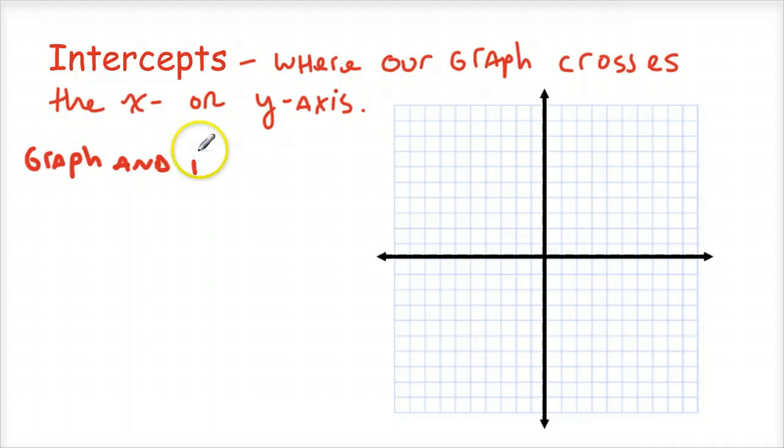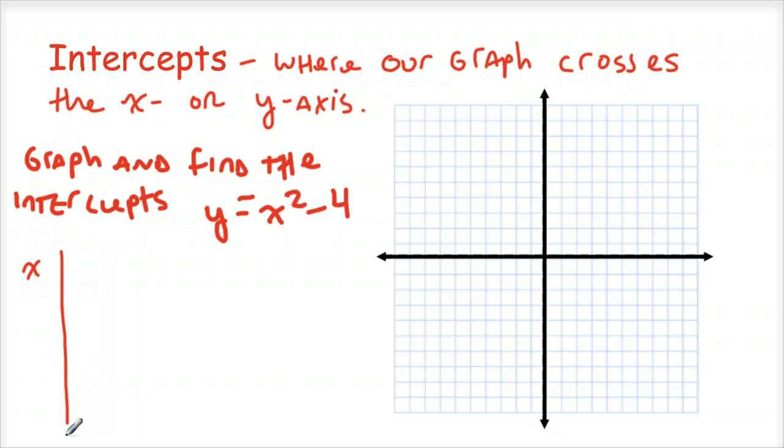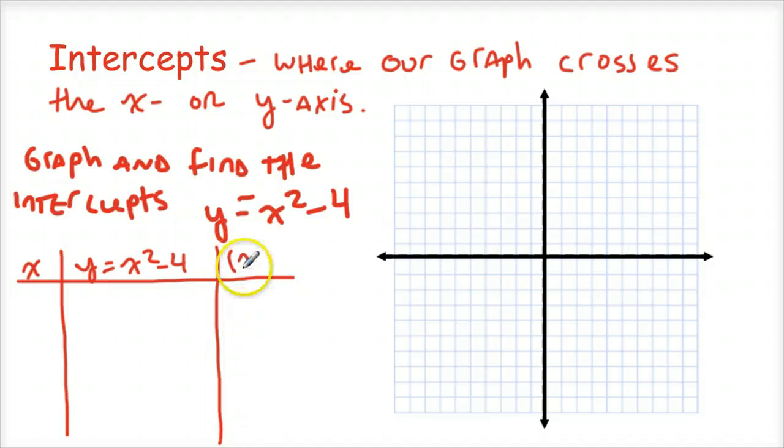and find the intercepts of, let's do a quadratic. We'll say y equals x squared minus 4. So get a little practice with our squares. Let's make a table. We'll have our x values, then we'll evaluate for y equals x squared minus 4. Then we'll have our coordinates, and we'll be able to plot our points.